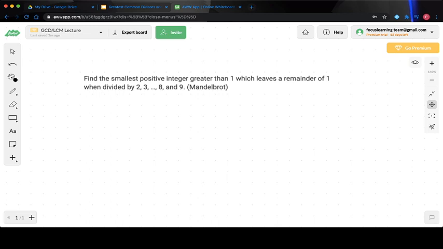Okay, so let's begin the problem. We're asked to find the smallest possible integer that leaves a remainder of 1 when divided by the numbers 2 through 9.